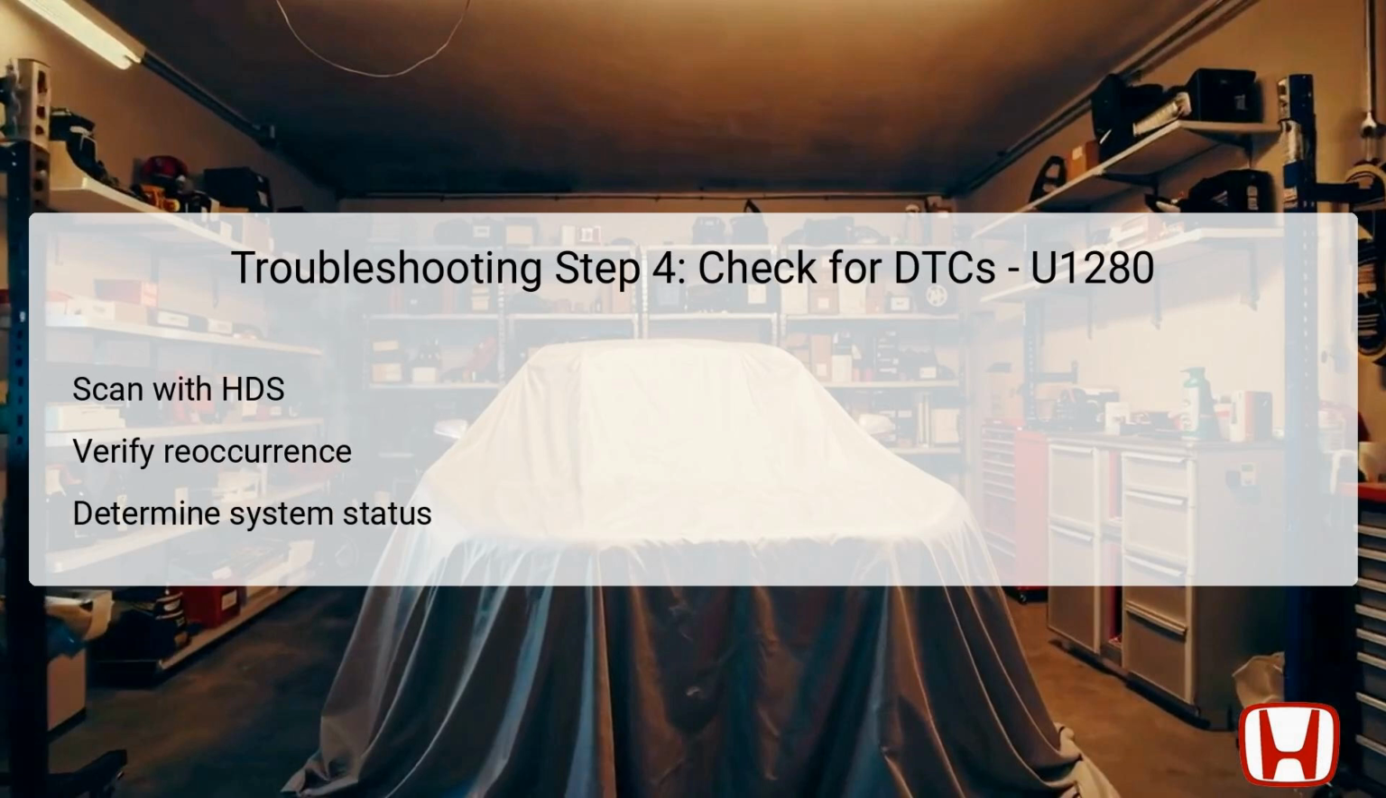The final step in this initial troubleshooting phase involves checking for DTCs using the Honda Diagnostic System, HDS, once again. This scan is critical to ascertain if DTC U1280 reappears after following the preparation steps. If the DTC is indicated, it confirms that an underlying issue persists that requires further investigation, and you'll need to proceed with the stated troubleshooting on the MICU, Multiplex Integrated Control Unit, for DTC U1280.